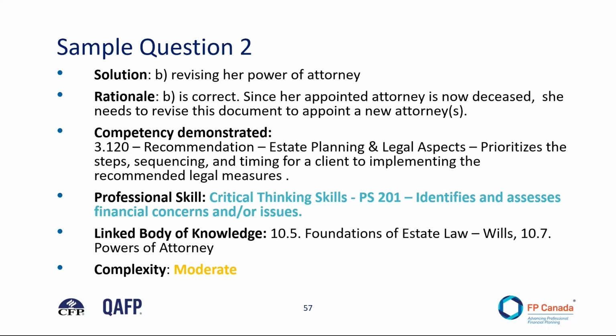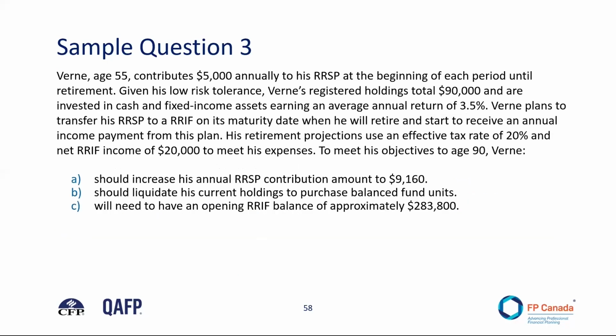So let's take a look at one more question. This question requires a two-step time value of money calculation. Step one is to calculate the RIF balance at age 71 to meet his planned RIF income to age 90. And step two is to calculate the RSP funding required to reach that RIF balance at age 71. This is a calculation-heavy question and has been assigned a high complexity rating.